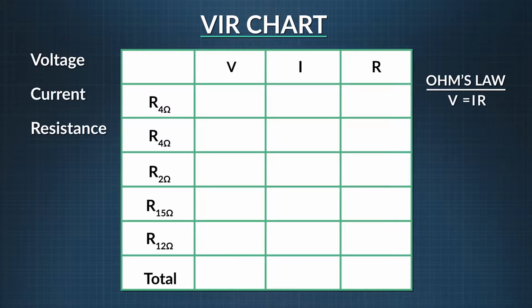Ohm's law tells us that voltage is equal to current times resistance for a given row that represents the value for a given resistor. So if we know 2 out of 3 variables, we can find the third.